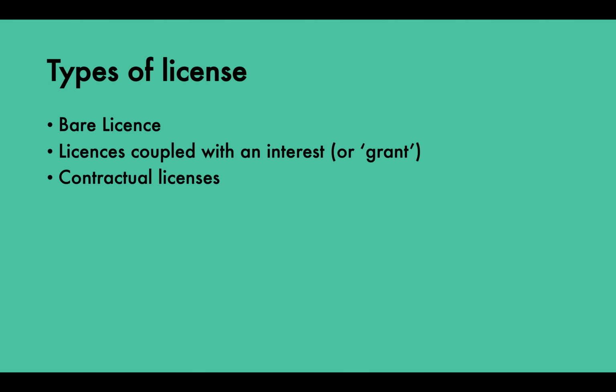And then there's the contractual license, which is given in return for actual consideration. So that would be the cinema ticket, for example. You pay for your cinema ticket and then you're allowed to go watch the film. And that is governed by the normal rules of contract. So that probably wraps up this video.